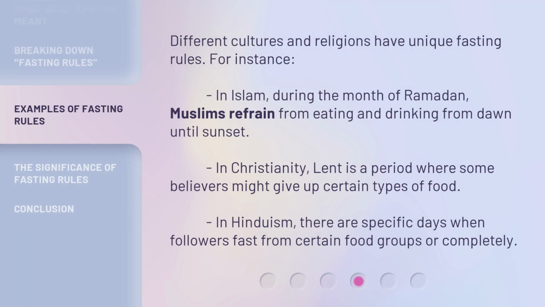Different cultures and religions have unique fasting rules. For instance, in Islam, during the month of Ramadan, Muslims refrain from eating and drinking from dawn until sunset. In Christianity, Lent is a period where some believers might give up certain types of food. In Hinduism, there are specific days when followers fast from certain food groups or completely.